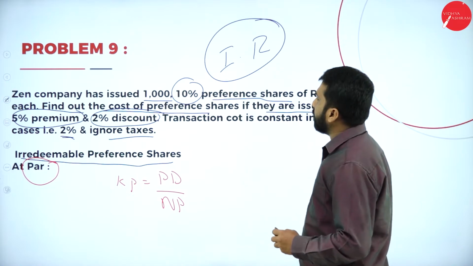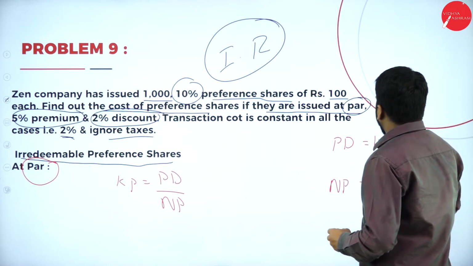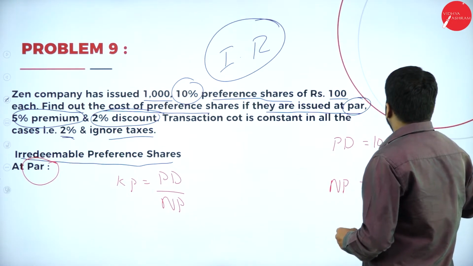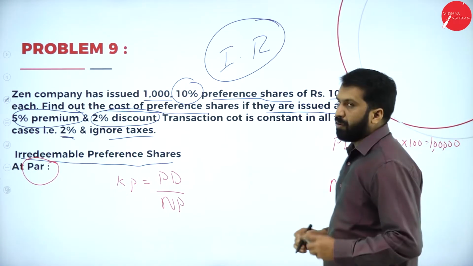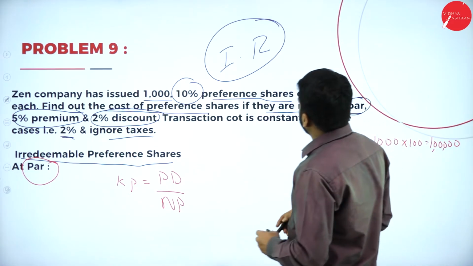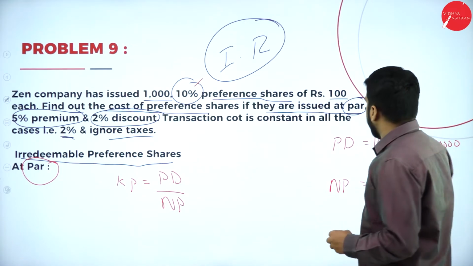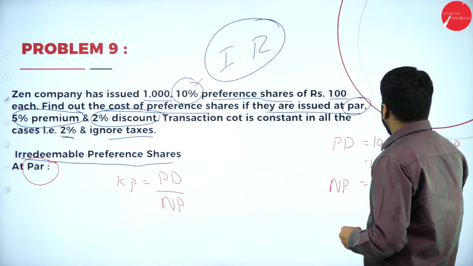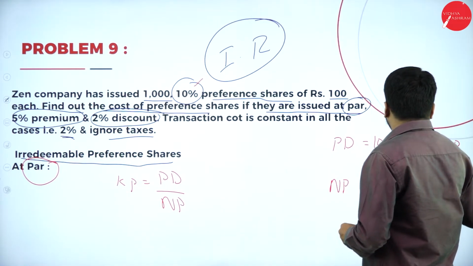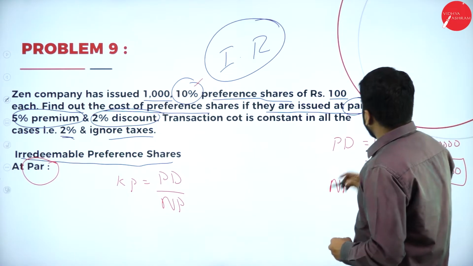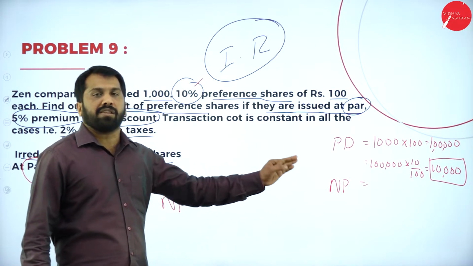it is very easy to calculate. The company issued 1000 10% preference shares of 100 each. 1000 of 100 each, how much is it? 5 zeros. This will be 1 lakh. So what is the percentage they have given? 10% preference share. What is the dividend? It is 10% on 1 lakh, into 10%, this will be 10,000. This is your dividend.